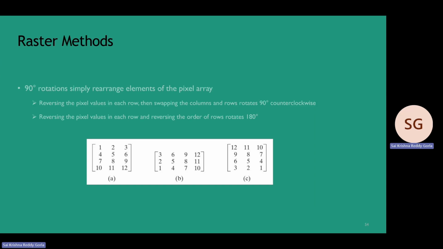Then coming to the next slide, the raster methods. For a 90 degrees rotation, simply rearrange the elements in the pixel array, reversing the pixel values in each row, then swapping the columns and rows, for a 90 degree counterclockwise rotation. Here you can see that the matrix with 4 by 3, if it is rotated by 90 degrees, becomes 3 by 4, and for a 180 degree rotation, the rows and columns are rearranged as the 4 by 3 matrix.